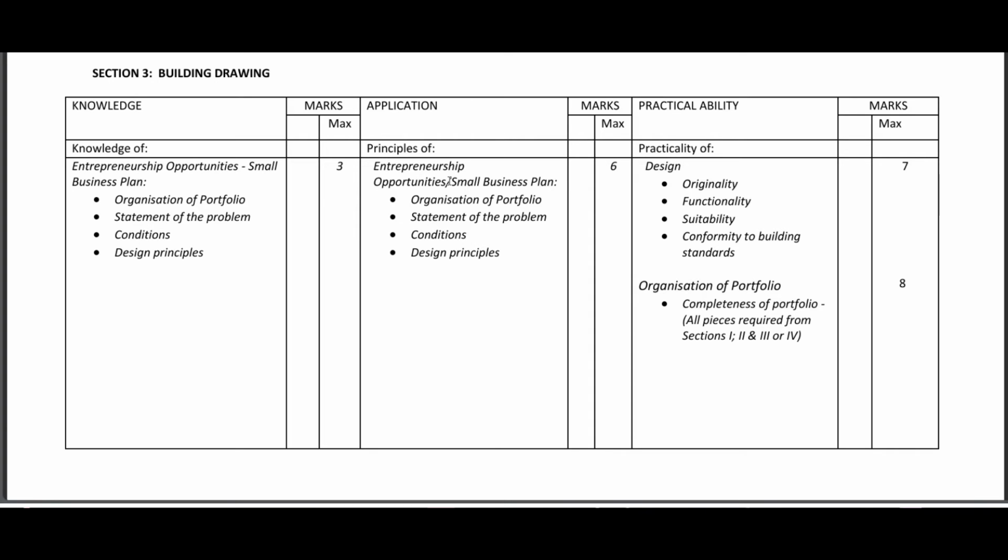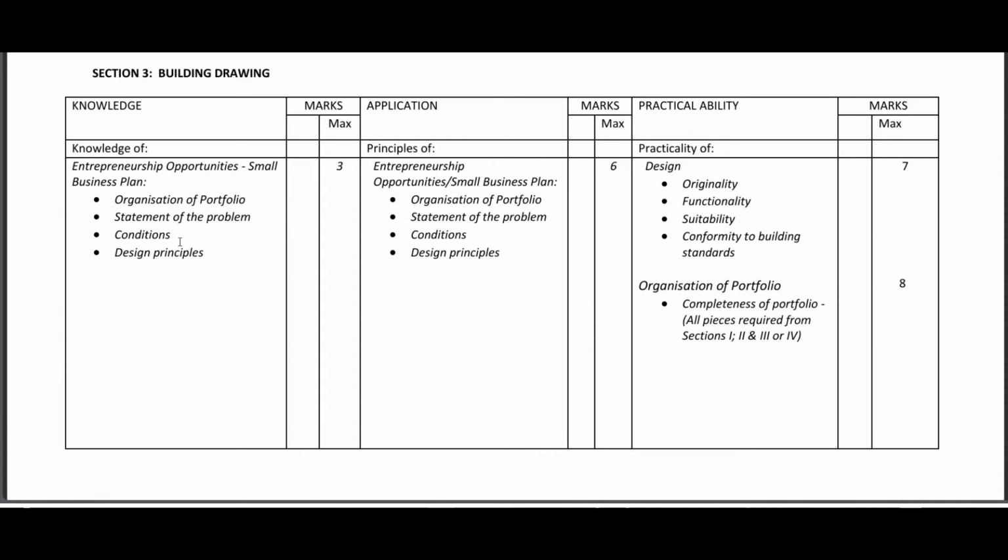So if you're a building student, it should be something related to building plans and construction. If you're a mechanical student, it should be something in relation to designing a product, manufacturing a product, whatever. So if you're doing, say, a bench vise, your company basically designs, creates, and manufactures bench vises. That's all it is. So what are we marking for? We're marking for the organization of the portfolio. That's the entire portfolio.